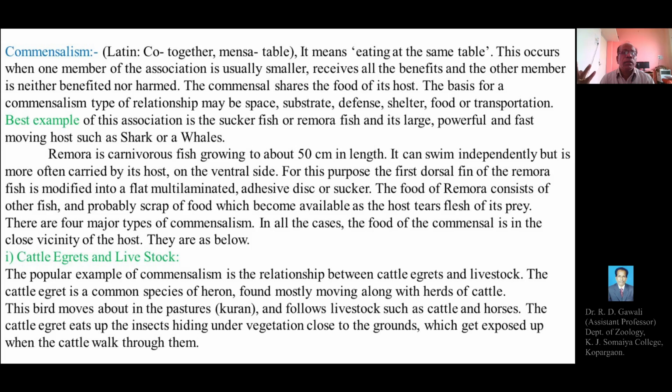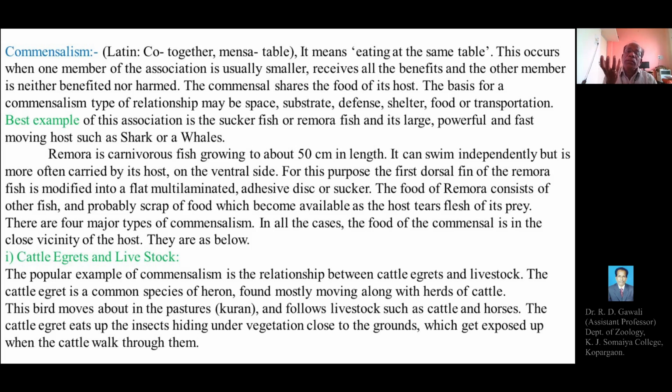There are four major types of commensalism. In all cases, the food of the commensal is in the close vicinity of its host. The best example of commensalism is the remora fish and the shark. The shark is a large carnivorous fish feeding on a variety of fishes in the sea water, and the small remora fish, or sucker fish, acts as a commensal on the shark.